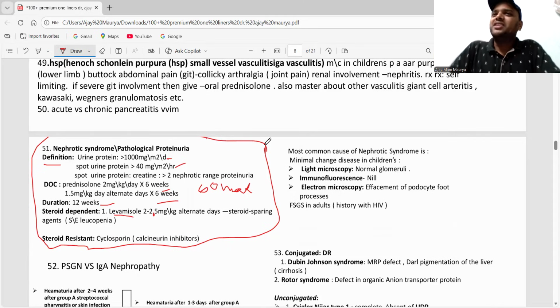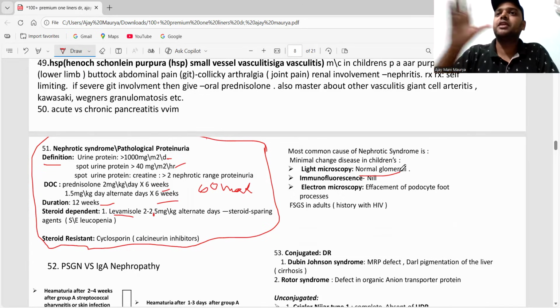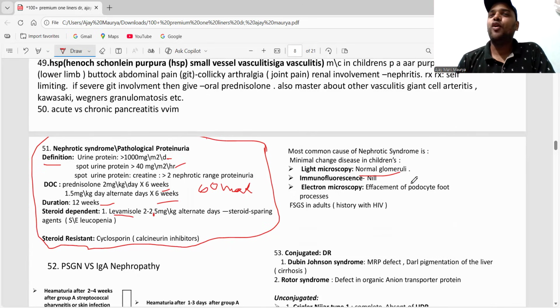Why is it called minimal change disease? Because on light microscopy the findings are normal, on immunofluorescence it is nil, and on electron microscopy there is effacement of the podocyte foot processes. So if they ask what you will see on electron microscopy, it is effacement of the podocyte foot processes, not on light microscopy. Done. Next one.